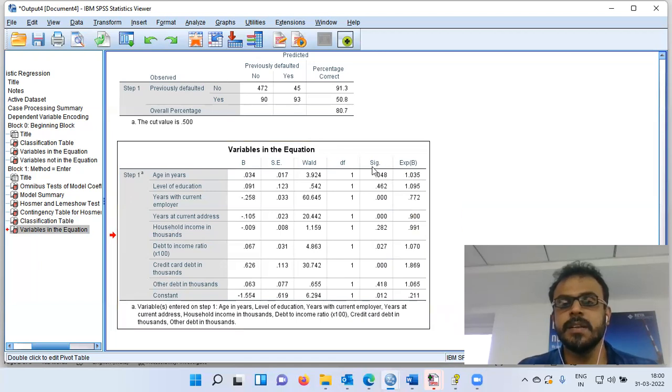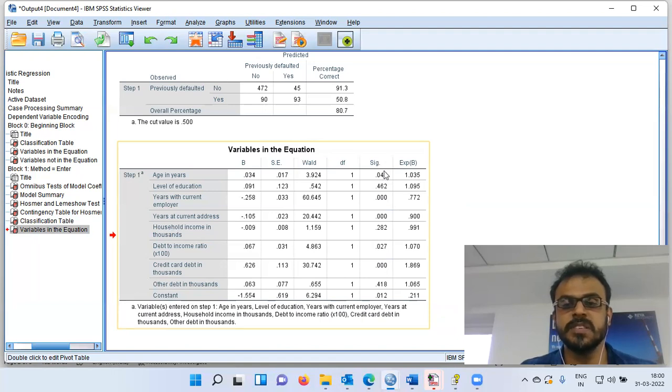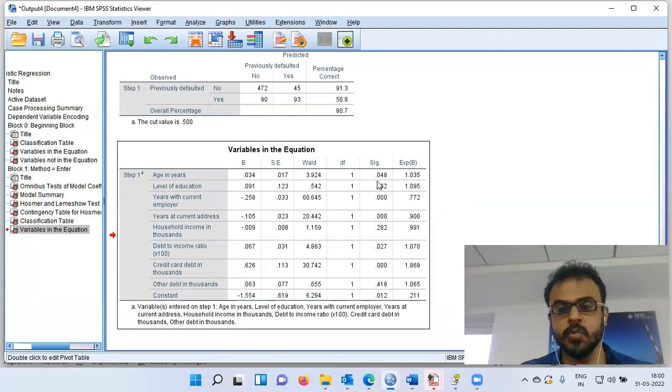One additional thing that I'd like to draw your attention to is the significance value. SPSS reports the significance value for each and every column. How do we interpret the significance value? If the p-value is less than 0.05, it simply means that the parameter is useful to the model. On the other hand, if the p-value is larger than 0.05, it means that that particular parameter is not useful to the model.